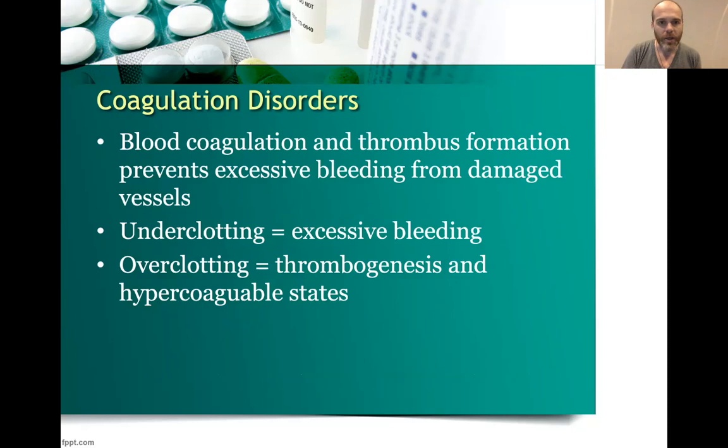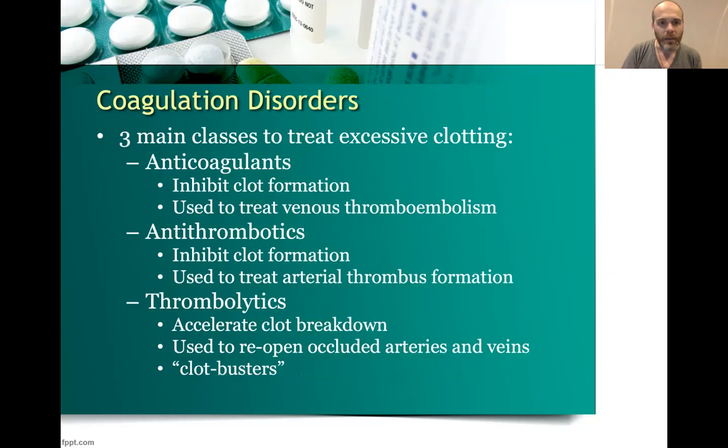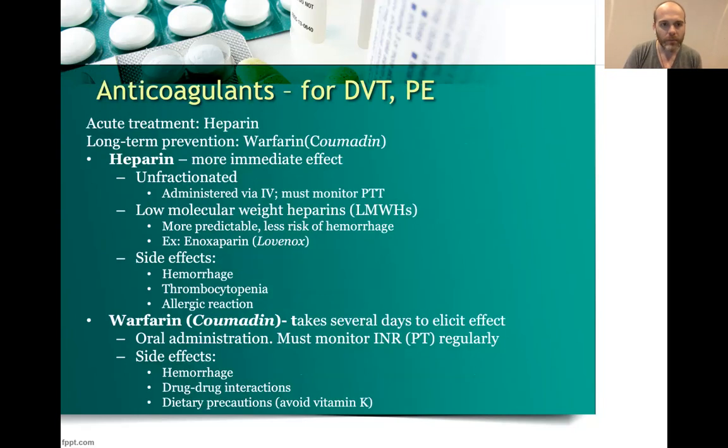Let's look at coagulation disorders. So we'll look at underclotting and overclotting. So we learned these drugs, or these classes of drugs, back in, I believe it was the lab value section. So I'll let you see those. So acute treatment is heparin. Long-term prevention for clots is called warfarin or Coumadin. We went over these a little bit, but heparin is more of an immediate effect.